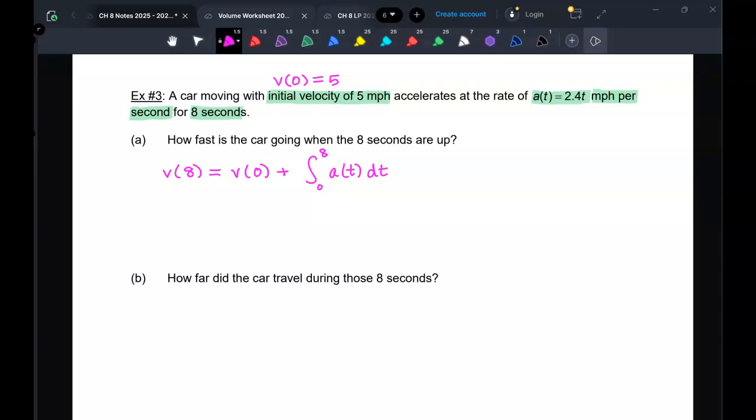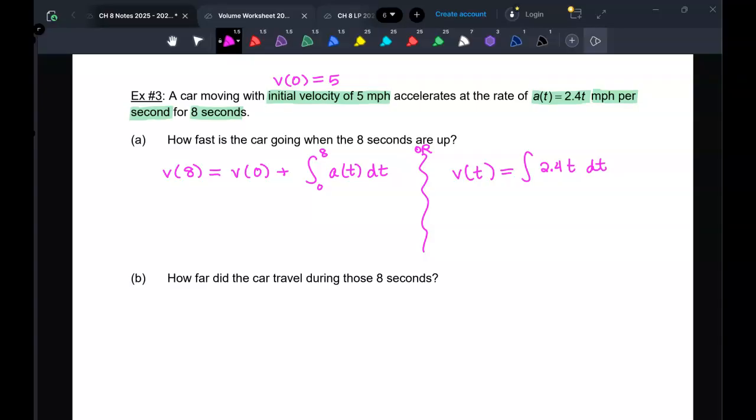Like, to be honest, I don't know what to do. Okay, I'll show you a different method.